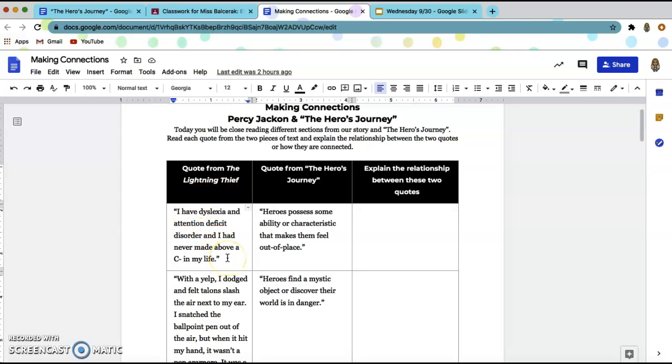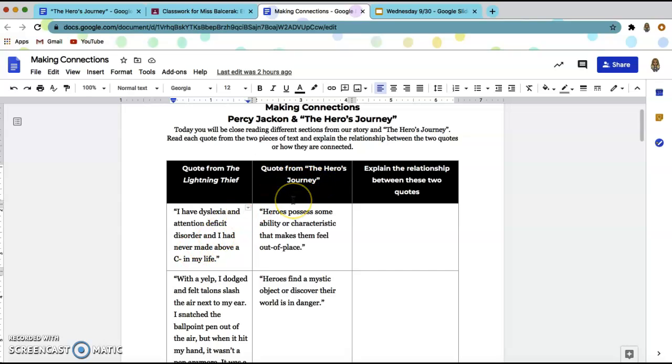First we're going to read the quote from The Lightning Thief. It says, "I have dyslexia and attention deficit disorder, and I have never made above a C minus in my life." Okay, so this quote is talking about Percy's struggles in school. He has a learning disability. He has dyslexia, which makes the letters on a page look backwards, or seem like they're floating around the page. So it's really hard for him to read and understand what he's reading when the letters look all different. And because of that, he also talks about his grades. He's never gotten above a C minus, okay? So he doesn't really have good grades.